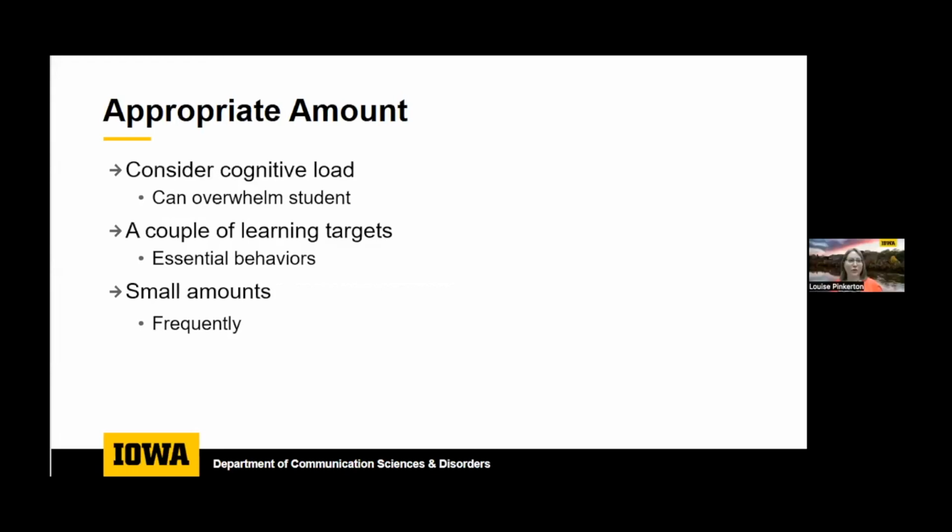And as you've noticed, a lot of the points overlap and interplay quite well. And I think the appropriate amount of feedback fits really well with that idea of being timely. Because you don't always have time to provide a lot of information, and that may actually be a good thing. When you're giving the appropriate amount, what we need is what the student needs right at that moment. What with their cognitive load can they take in?